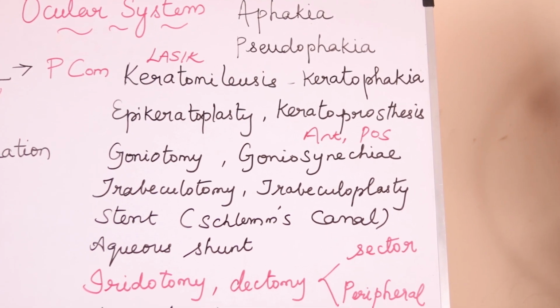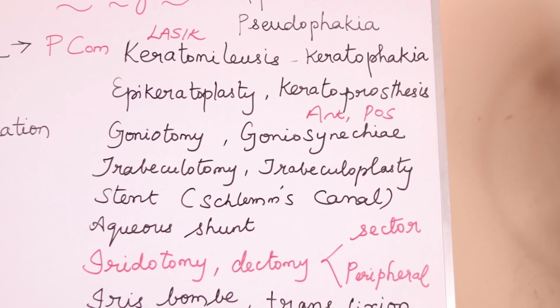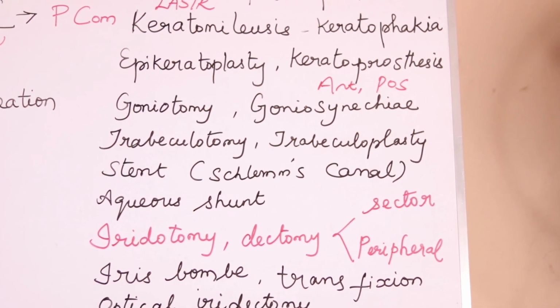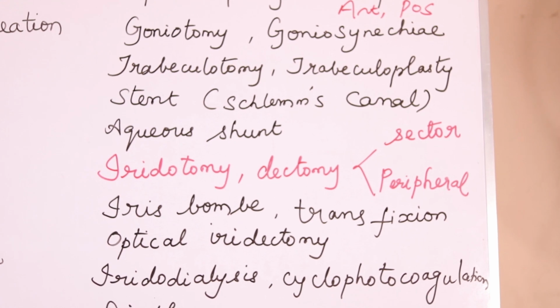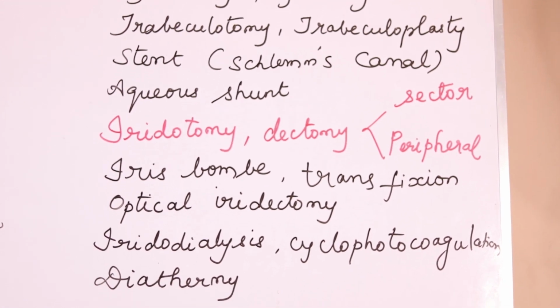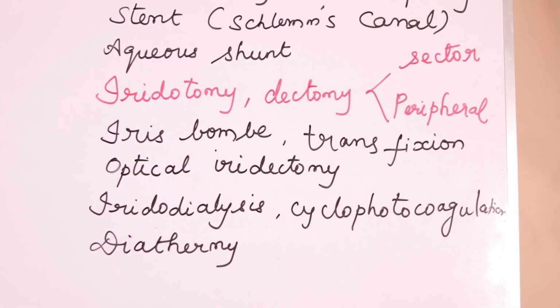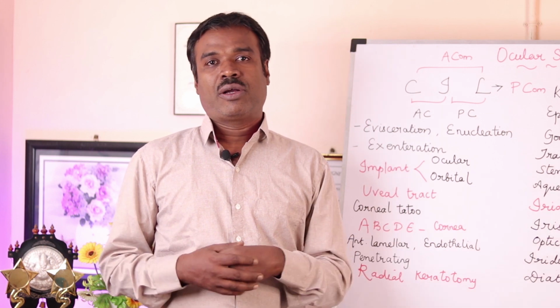Again, in order to maintain the curvature of the cornea, they might do some incisions on the radial or the peripheral most part of the cornea, called radial keratotomy, because that basically means incision on the cornea.